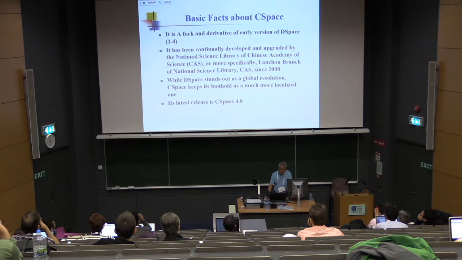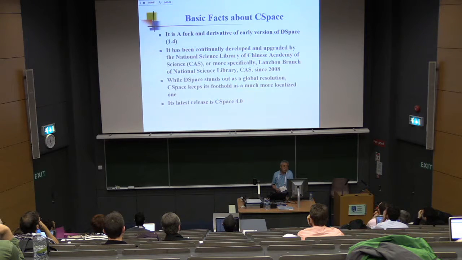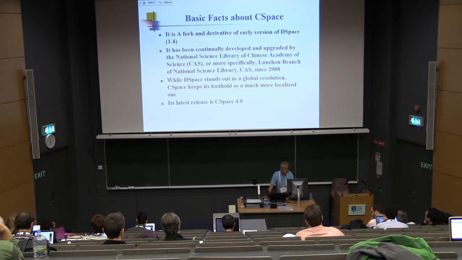CSpace is a fork and derivative of an early version of CSpace 1.4, more specifically maybe 1.4.2. Since 2008, we have made many improvements, and it has been continuously developed and upgraded by the National Science Library of the Chinese Academy of Sciences, more specifically the London branch of the National Science Library.